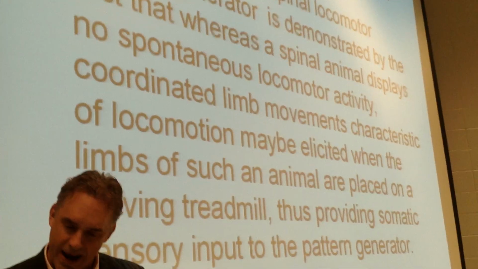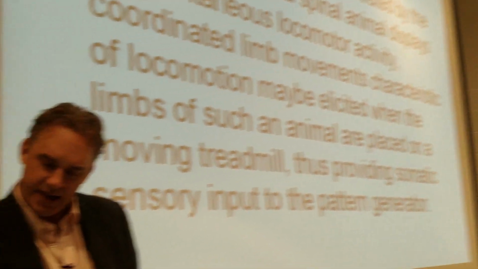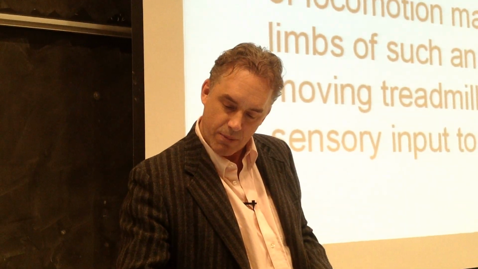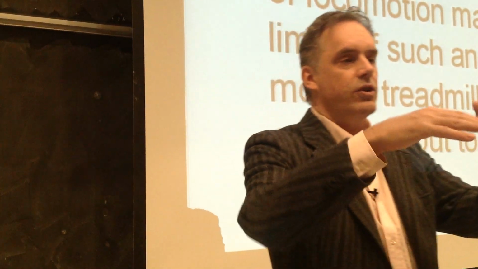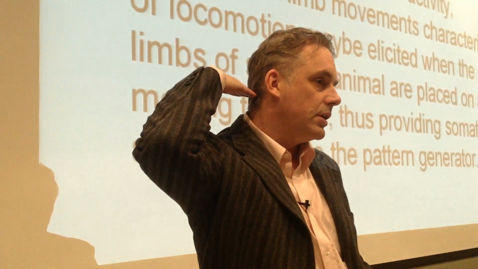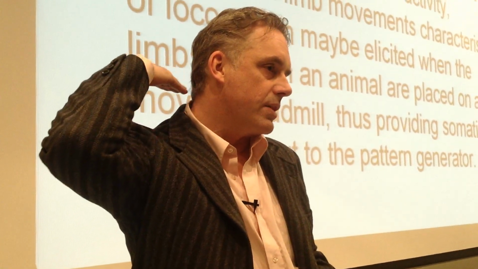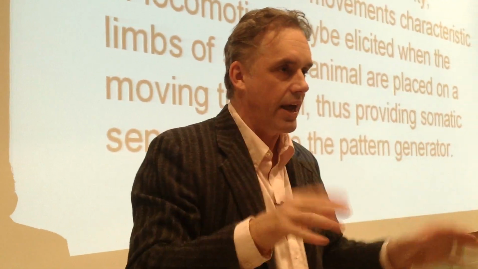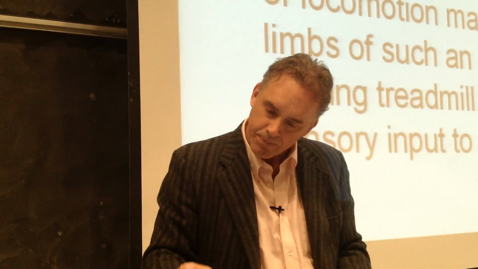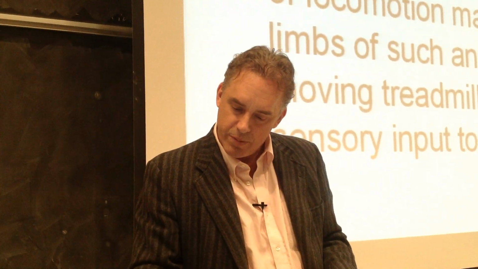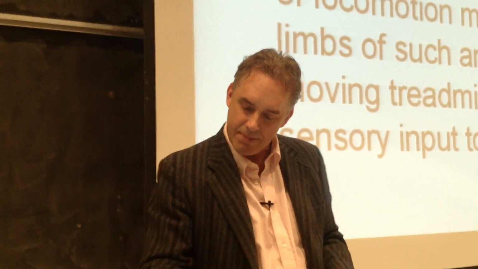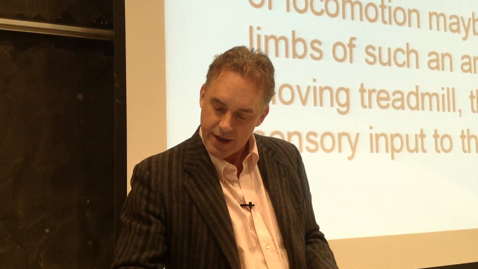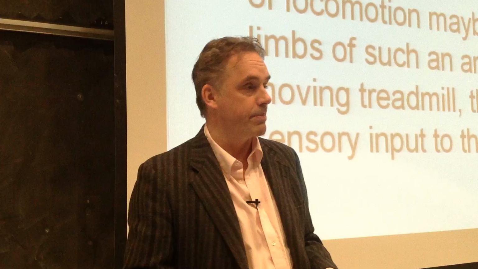It can actually generate patterns, as is demonstrated by the fact that whereas a spinal animal displays no spontaneous locomotor activity, so if you sever an animal's nervous system so it only has a spine, it'll just lay there. You'd think it's paralyzed, that's what you would think. But coordinated limb movements characteristic of locomotion may be elicited when the limbs of such an animal are placed on a moving treadmill, thus providing somatic sensory input to the pattern generator.